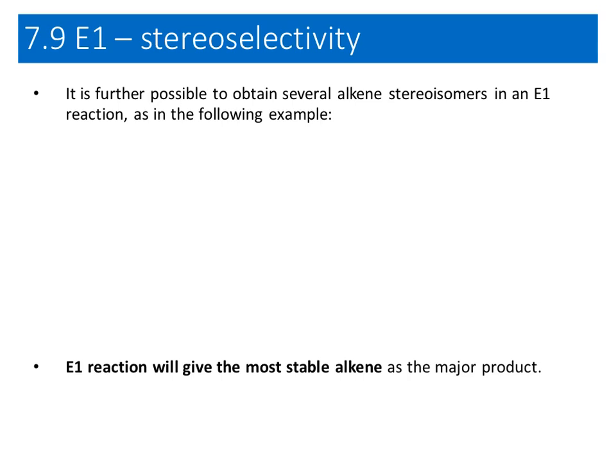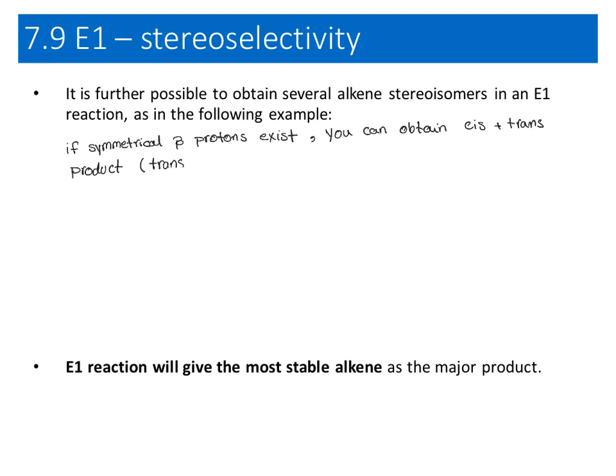So when we have a symmetrical alcohol, you can obtain cis and trans product, and trans is always favored, it is the major product.